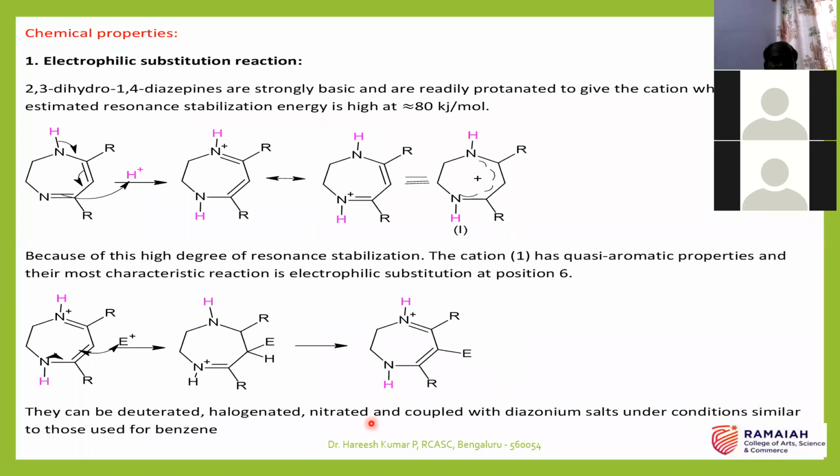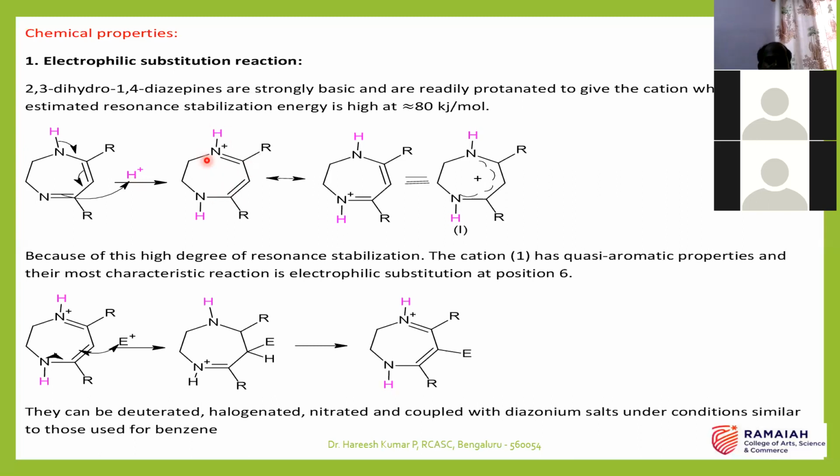The next slide is about the chemical reactions. Here, the chemical reactions means what will happen when 1,4-diazepine is treated with acid. This bond pair can come over here, this bond pair can come over here, and this bond pair picks up this proton. Since a lone pair is involved in bond formation, this nitrogen attains a positive charge, and there will be a new bond formation between the nitrogen and the proton. So this is what is obtained.